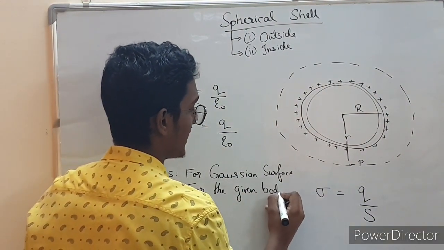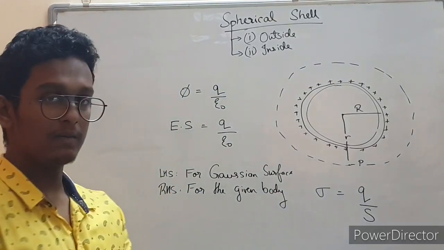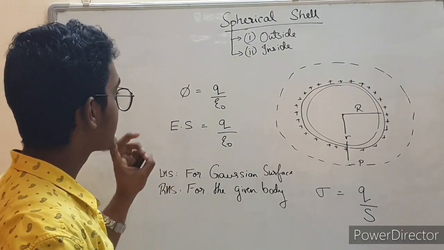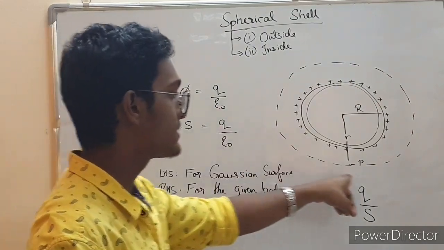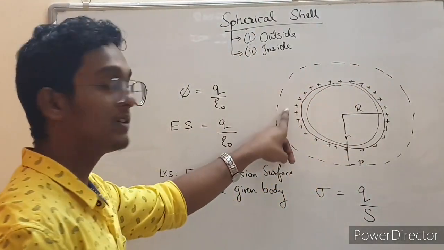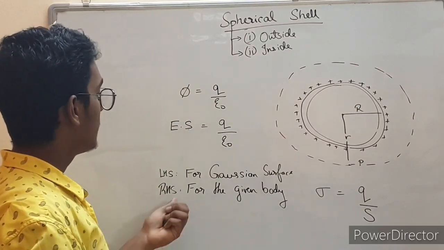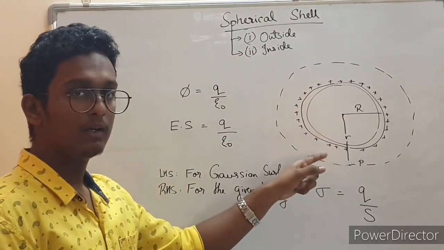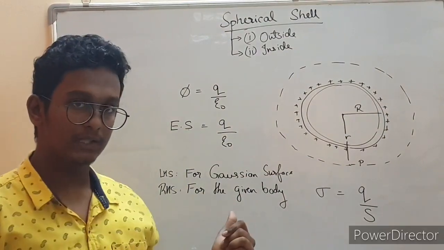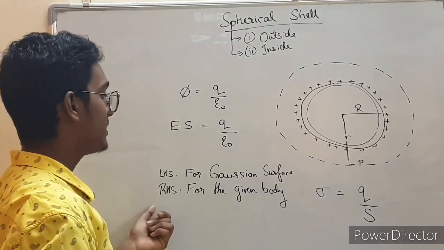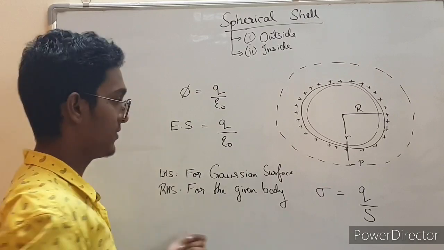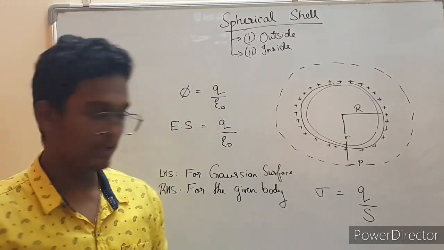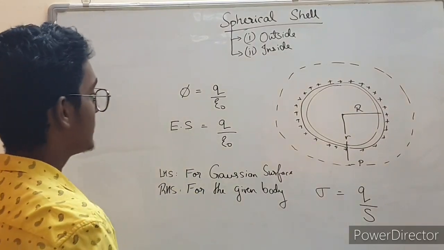So you must keep this in mind. The surface area in the LHS is for the Gaussian surface, that means we need to find the surface area of the Gaussian surface. But the right hand side, the charge enclosed, is by the given body. Yes, it is the charge enclosed within the Gaussian surface, but it's not the charge present on the Gaussian surface. It's the charge due to the given body. So let's substitute the values according to that. Just keep this in mind.